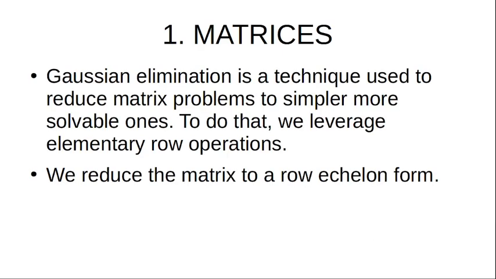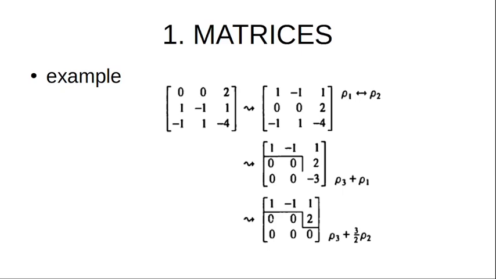To deal with matrices, we need to reduce them into row echelon form. What do I mean by row echelon form? It's a simpler form that can be used to find the solutions much more quickly. You can see the top left is 0, 0, 2, 1, -1, 1, -1, 1, -4. Yeah, it's a bad example, but essentially you can see we've reduced the last row. We wanted to have 0, 0, something.